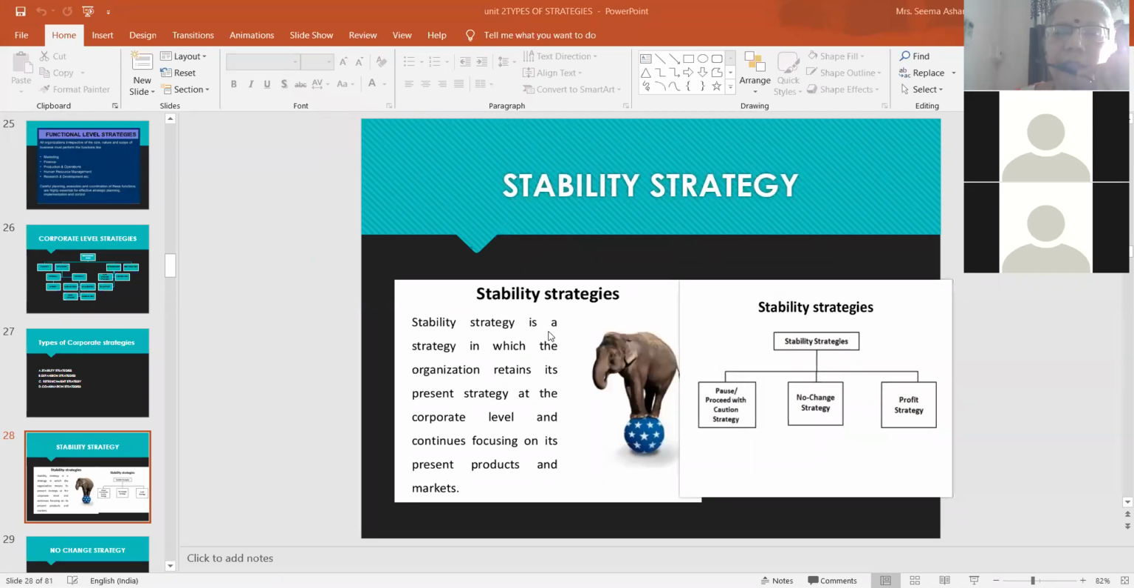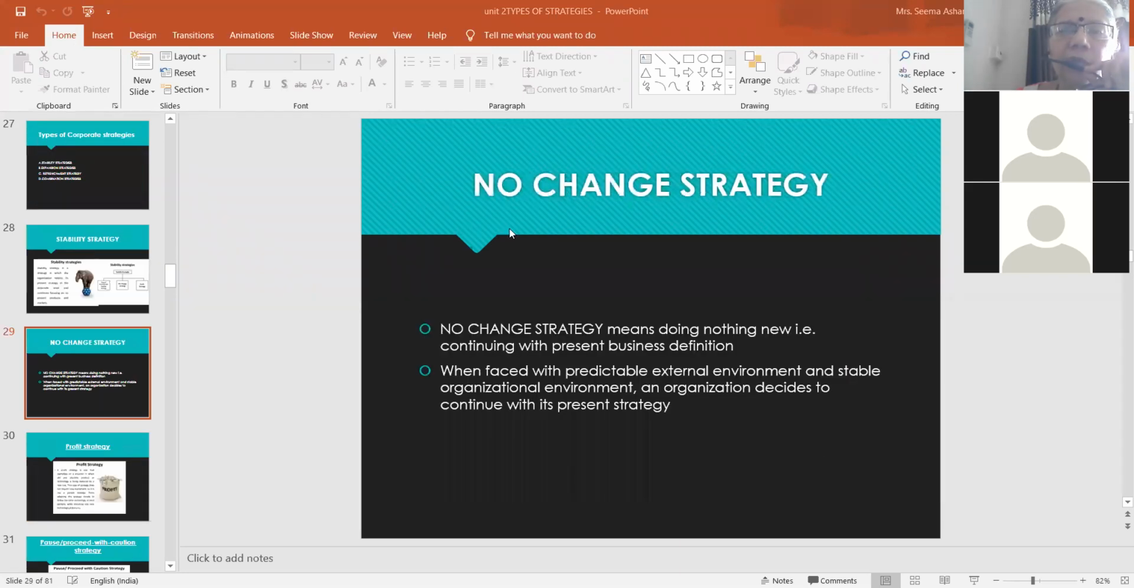So what is a stability strategy? It is a strategy where the organization retains its present strategy at the corporate level and continues focusing on its present product and market. It has three subtypes, and we will study each of them now. No change strategy: what is this? It means doing nothing new, continuing with the present business definition. When the business has a predictable external environment and a stable internal environment, it will follow the no change strategy.